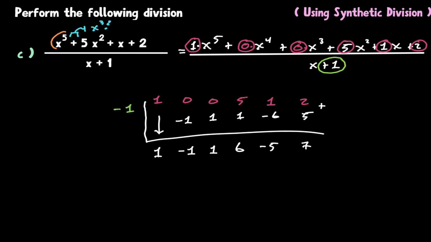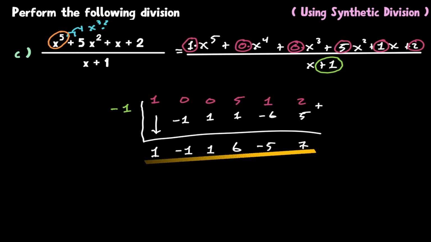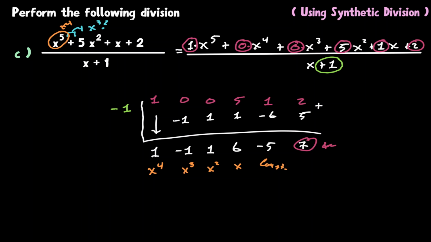Notice that the highest degree in our numerator was x to the 5th. So all these results that we have from our calculations are going to be the coefficients, but we're going to start with one less. If we started with x to the 5th, then the value of 1 is going to be the coefficient of x to the 4th. And let's go down the line. The negative 1 is going to be the coefficient of x to the 3rd. Positive 1 is going to be the coefficient of x to the 2nd. 6 is going to be the coefficient of x. Negative 5 is going to be a constant. And the value of positive 7, this is our remainder.